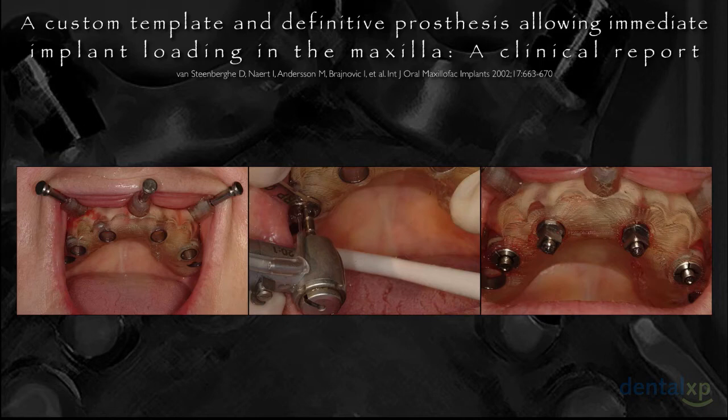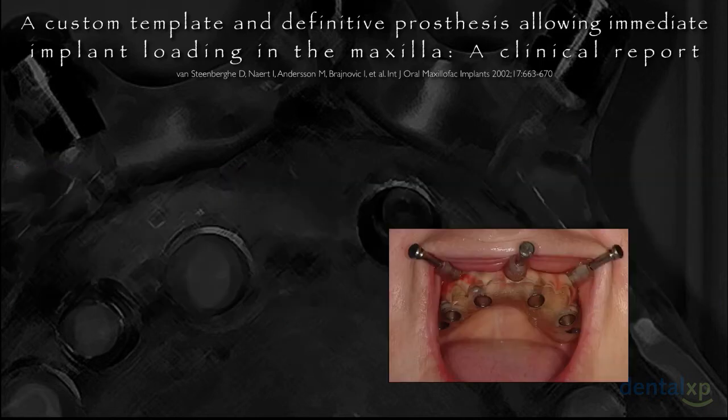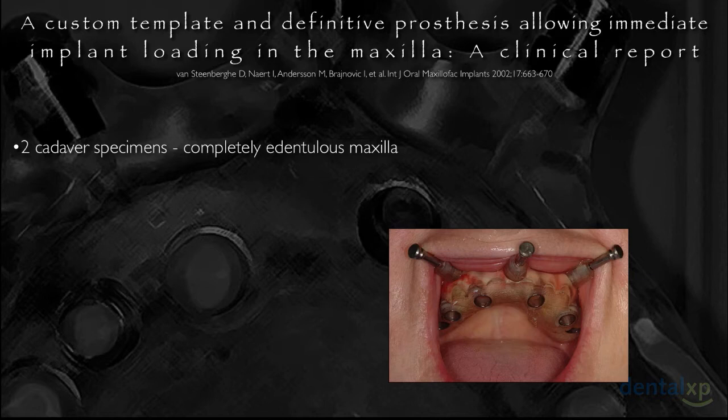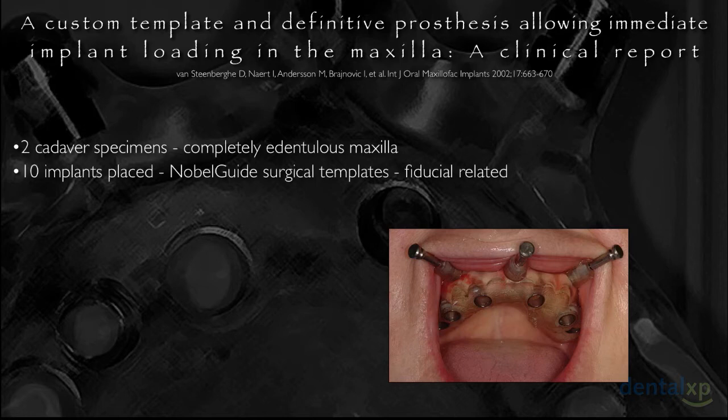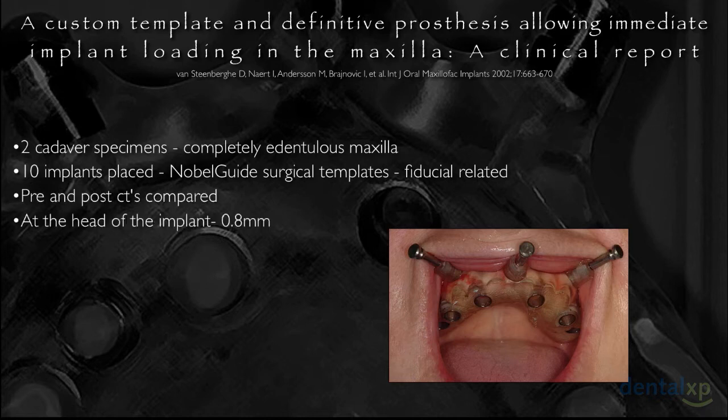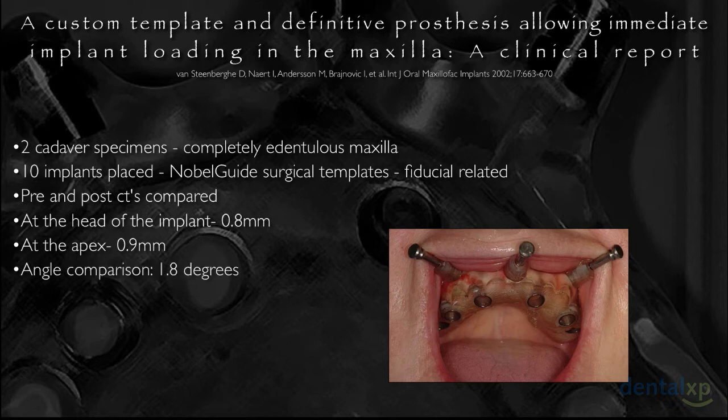In this clinical report, there were actually two different studies. One was on a cadaver, and the other was an immediate load study. In the cadaver study, they looked at accuracy, and they looked at two cadaver specimens in the maxilla, where they placed 10 implants using these fiducially related surgical templates. They took pre and post-op CTs. What did they find? At the head, 0.8 millimeters off. At the apex, 0.9 millimeters off. And an angular comparison of 1.8 degrees.